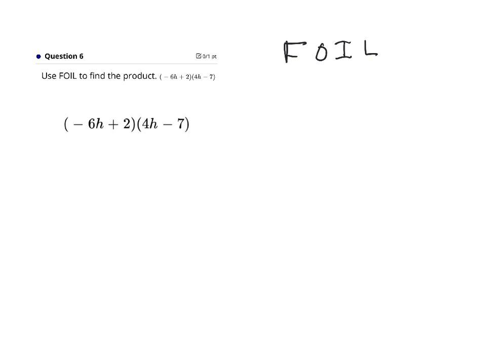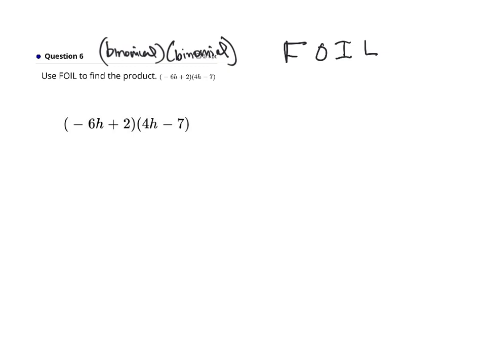FOIL is used when you're multiplying two binomials. And a binomial has two terms. So when you have a binomial times a binomial, that's when you're going to use FOIL. Now, it's good to know about FOIL, so it'll help us when we start to factor. But basically, FOIL is just taking everything in one set of parentheses and multiplying it times everything in the other set, and then combining any like terms.